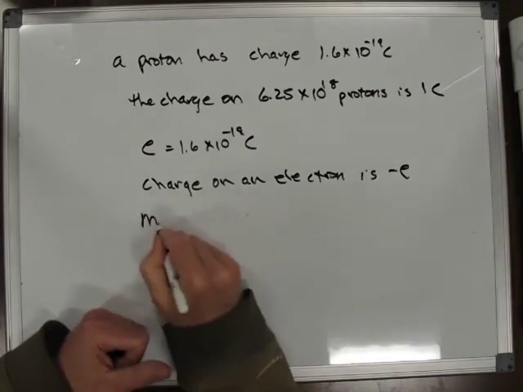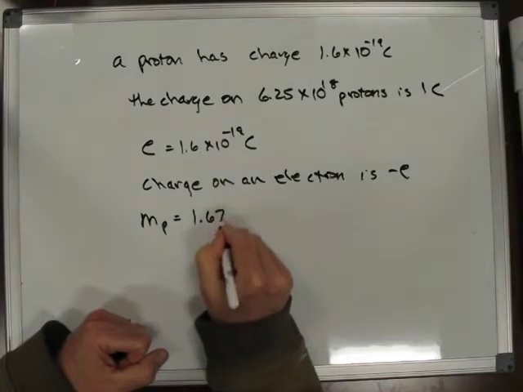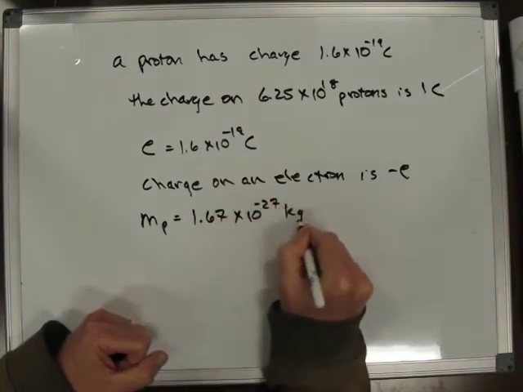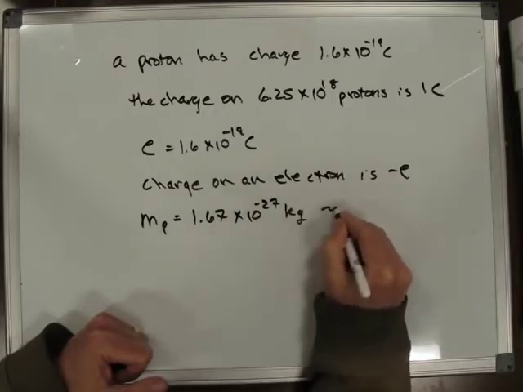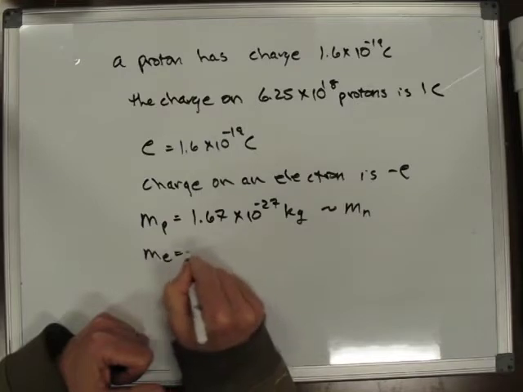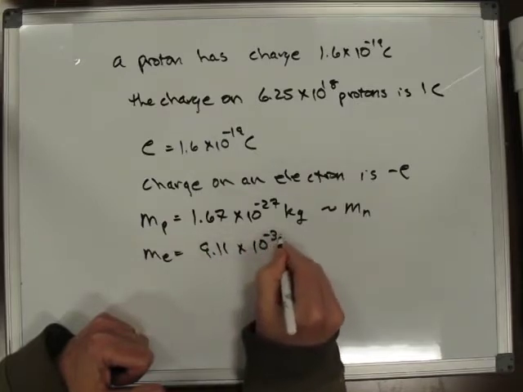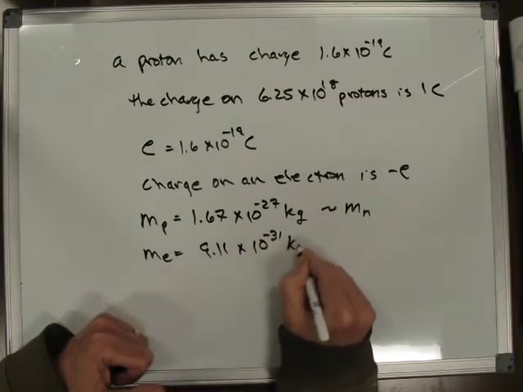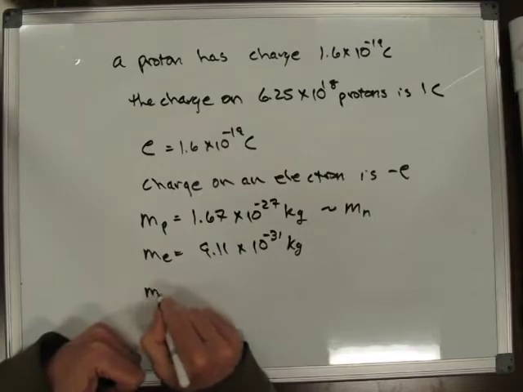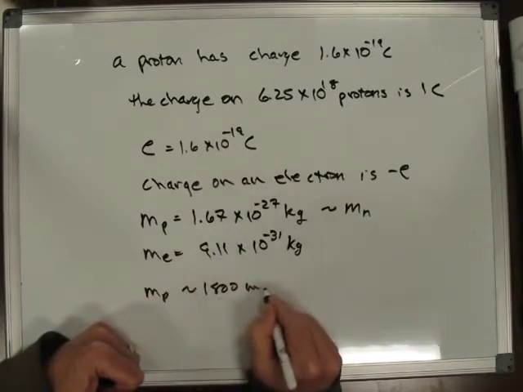We can also say, for example, the mass of a proton, which sometimes comes up, is about 1.67 times 10 to the minus 27 kilograms, which is approximately equal to the mass of a neutron. And then the mass of an electron is 9.11 times 10 to the minus 31 kilograms. So the ratio of those two is about 1800. So the mass of a proton is about 1800 times the mass of an electron.